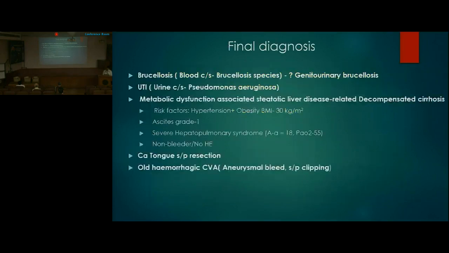So the final diagnosis is brucellosis, with blood culture showing growth of Brucella species. The possibility of genitourinary brucellosis could not be ruled out. With urinary tract infection, urine culture showing growth of Pseudomonas aeruginosa.